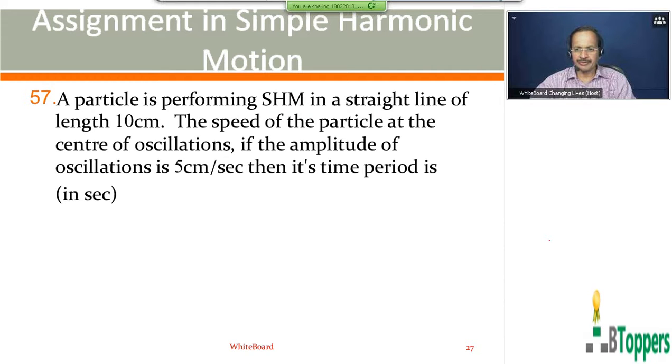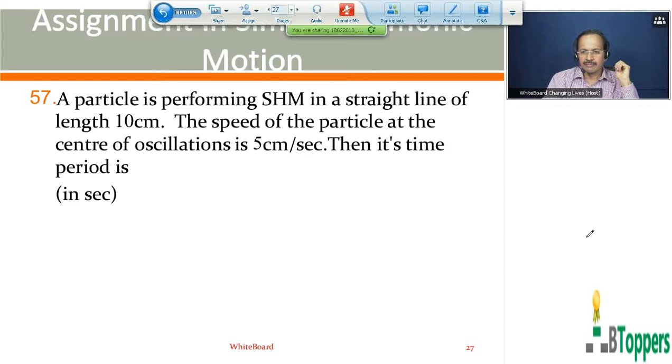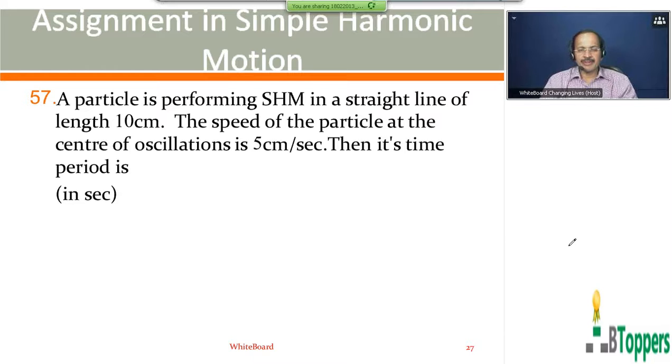Then its time period is. So look at question number 57. A particle is performing simple harmonic motion in a straight line of length 10 centimeter. The speed of the particle at the center of oscillation is 5 centimeter per second. Then its time period is, in seconds.